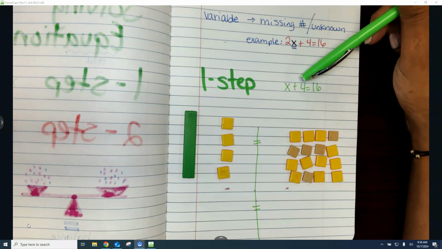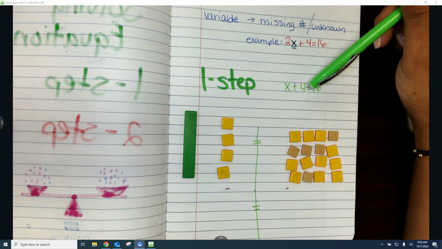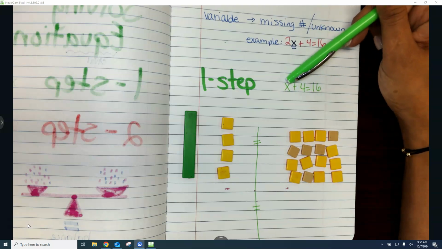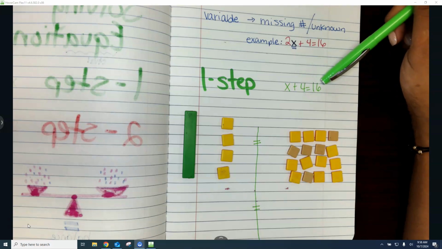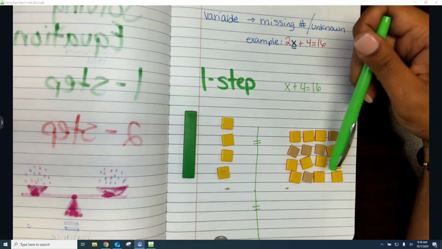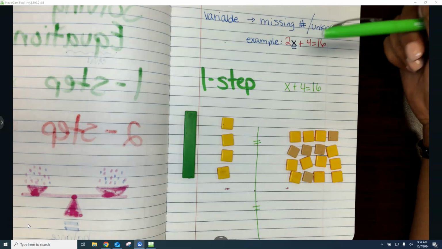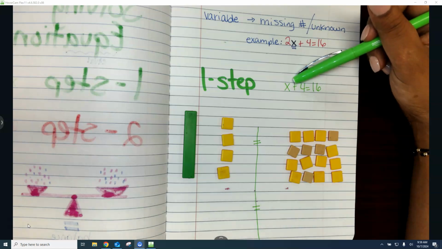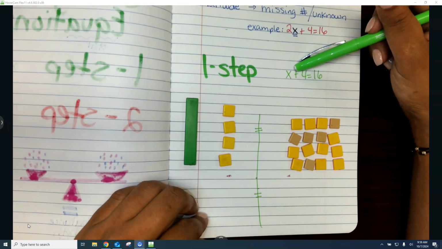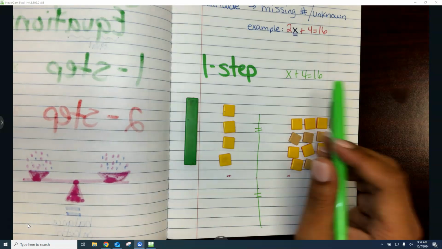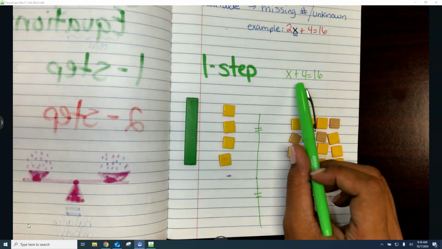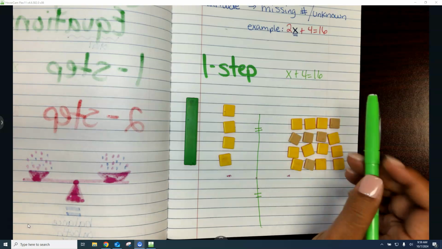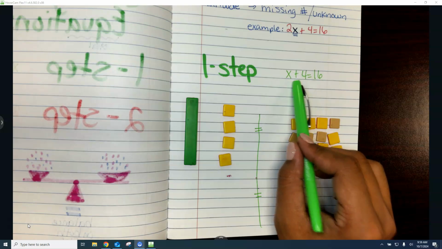Now, what this is saying is that this side of the equal sign has to be balanced with the right side. So some number plus 4 has to equal 16. So the first thing we take a look at is what is happening to x? Is x being added, subtracted, multiplied, or divided? In this case, x is being added. Therefore, we have to do the opposite, the inverse of what sign is being used.